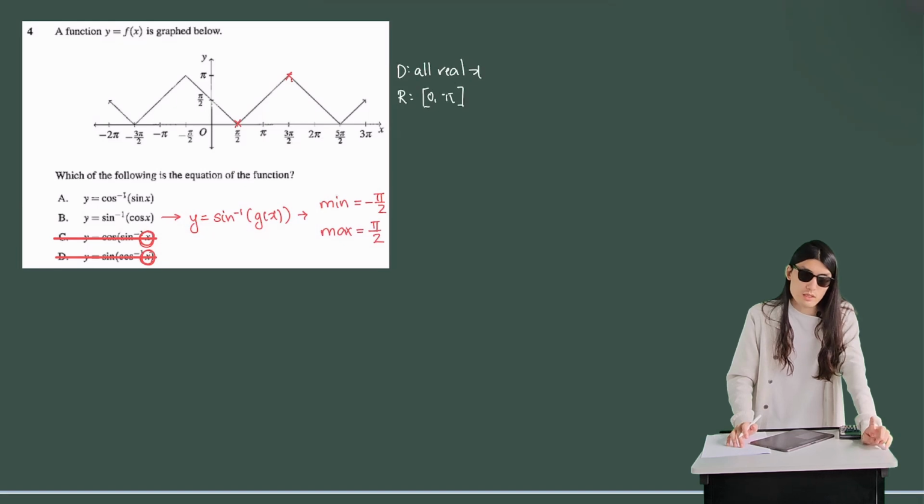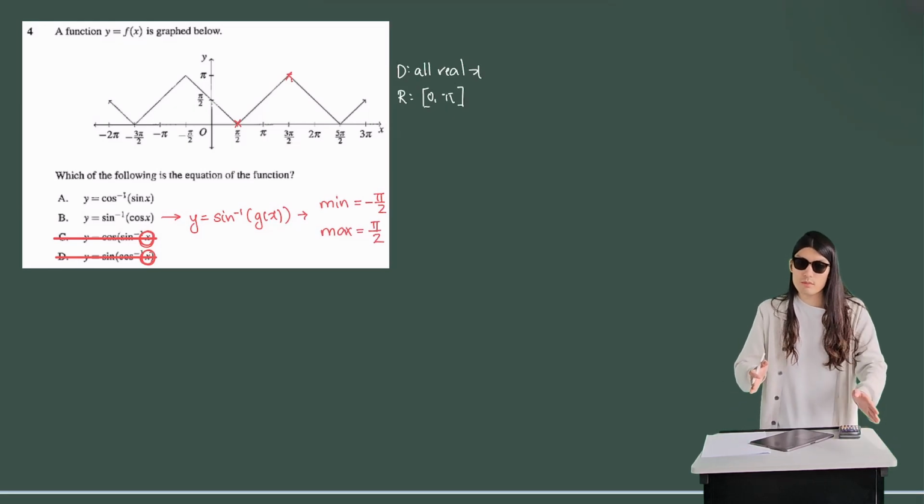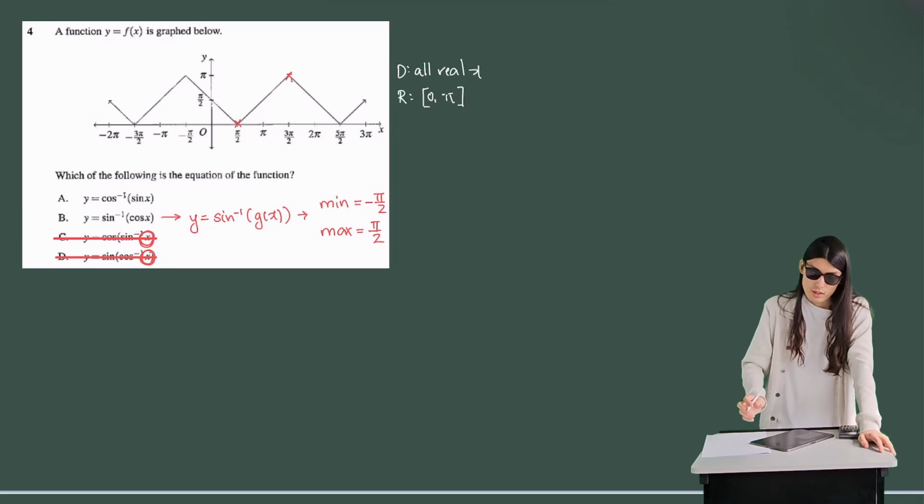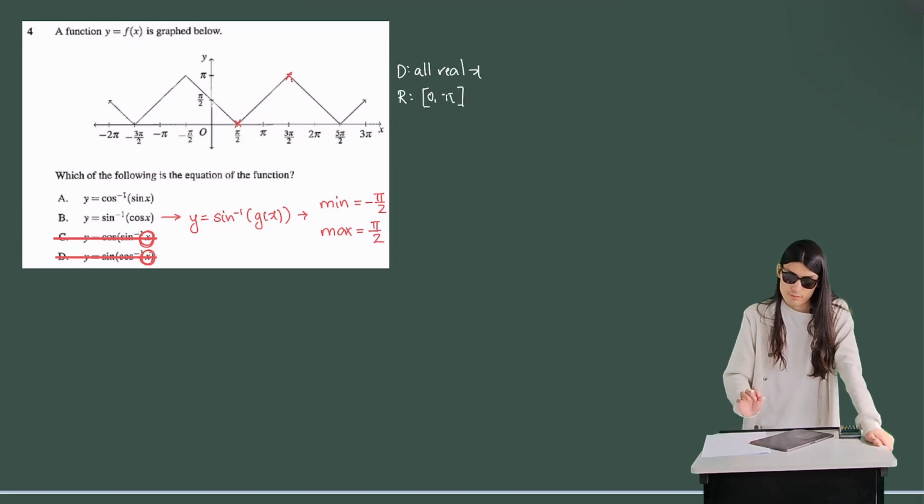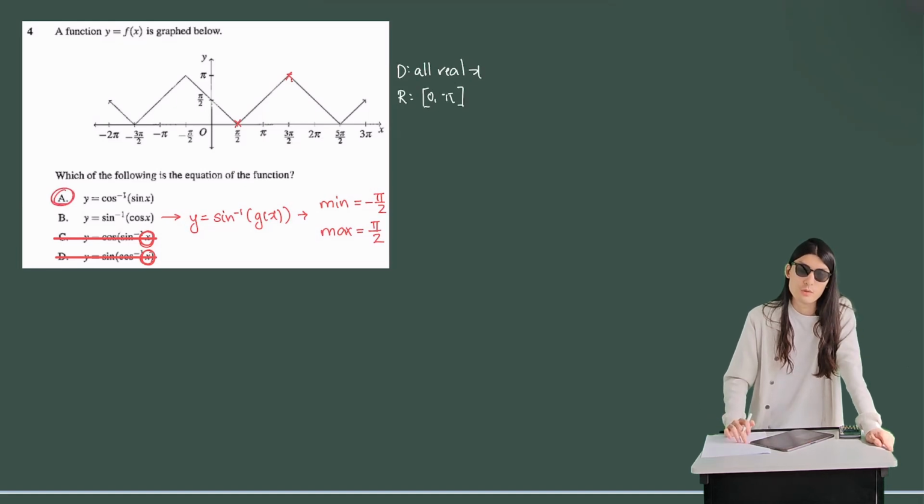No, it's not. Why? Because the range of f of x shown in the question goes up to pi. Its maximum is pi, right? And of course, pi is bigger than pi on 2, right? You cannot get pi as an output value from a sine inverse of something, okay? So based on that, again, B is eliminated, which then leaves A as your only answer.